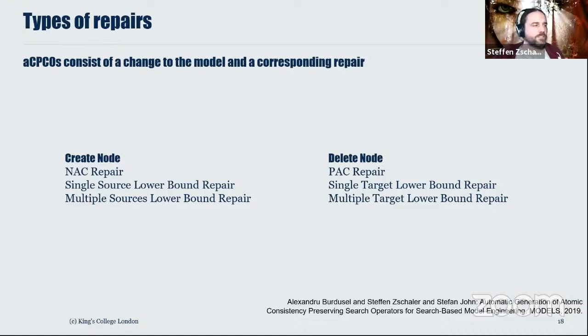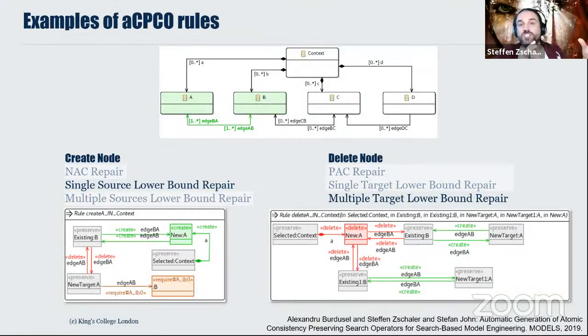So let me show you some examples of those. Here, for this generic metamodel that has our A and B with an edge between them, and these are the things that we can change, here are some examples of these rules, right? On the left-hand side, we've got a single source lower bound repair. If we're creating a new A, we need to make sure that it has at least one B attached. So we need to find a B for it. We find an existing B, and we need to remove that B from somewhere else. In that case, we need to make sure that that other A still has a B associated to it, right?